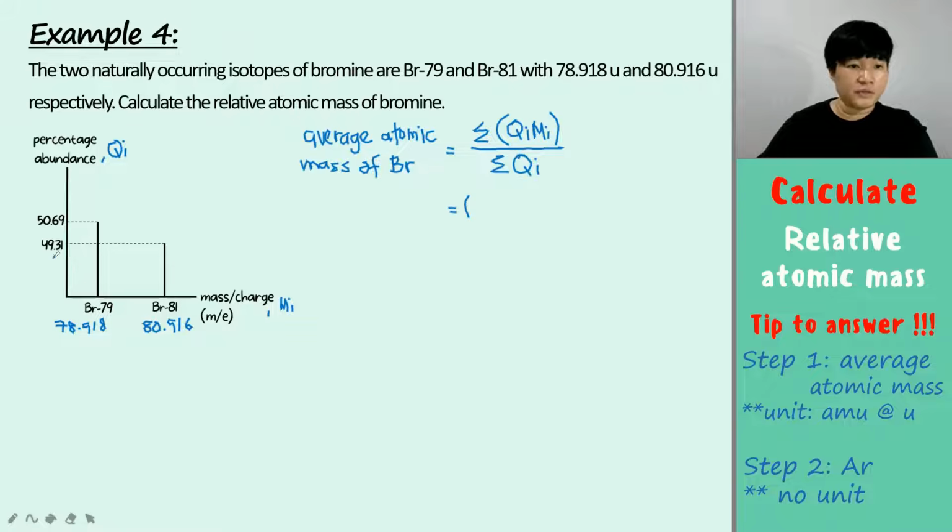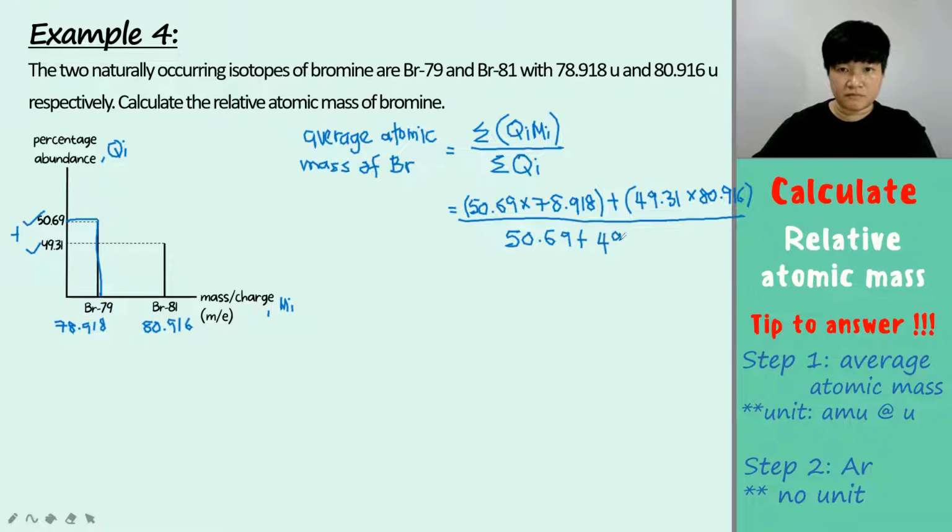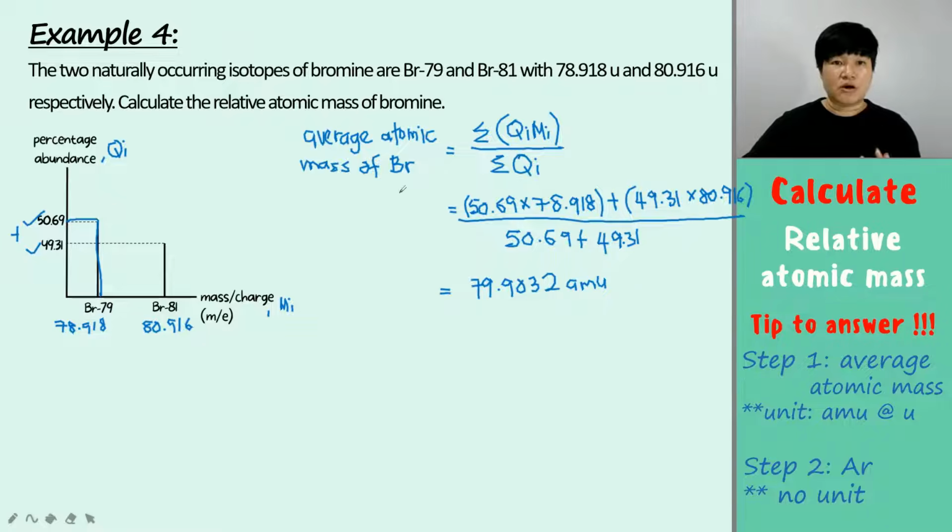Substitute the values after you have the formula. The Qi for bromine 79 is 50.69, so that is the first pair, plus the second pair, which is 49.31, over the total of the isotopic abundance. So the total is these two, 50.69 plus 49.31. Solve the mathematics. The average atomic mass of bromine calculated is in the unit AMU. Why AMU? Because it's the average atomic mass. So whenever you have the word average, you must still have the unit.